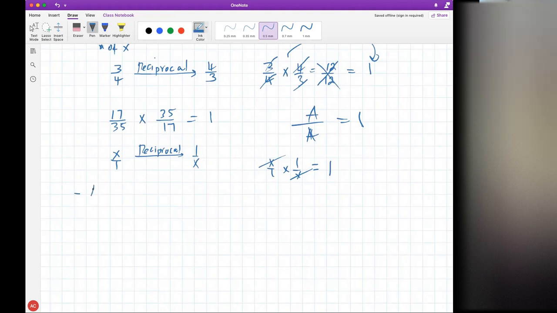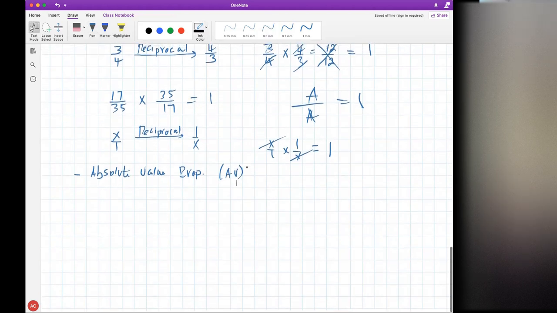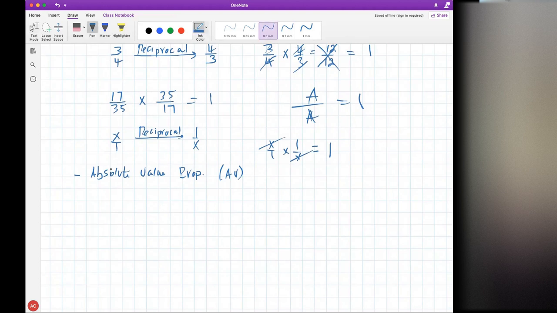The last property is called the absolute value property, or AV, absolute value. This is basically another property of real numbers. The symbol for this is a couple of vertical lines like this. Inside of them, there is a number, or a letter, or a whole expression. There could be numbers also before or after it.